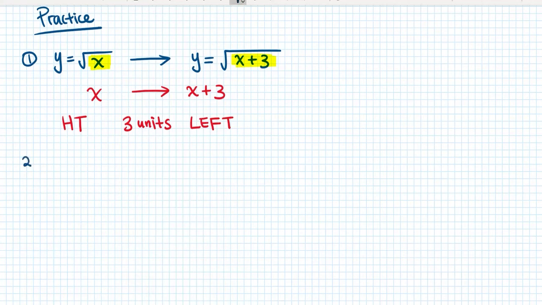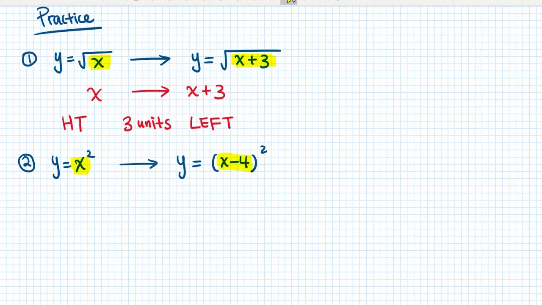Number 2, y is x squared transformed to y is equal to x minus 4 squared. Once again, only the x variable is changed to x minus 4. So it will be horizontal translation, x to x minus 4. Horizontal translation, 4 units, this time right side.